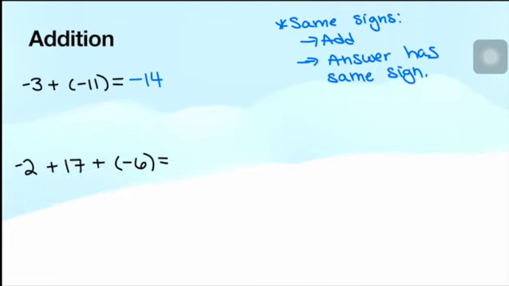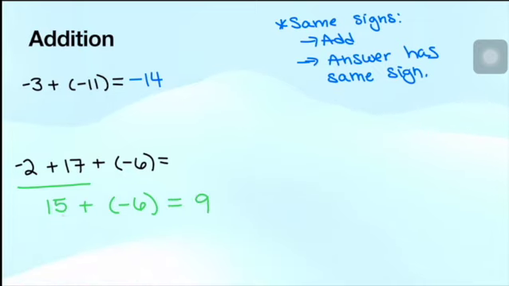If we want to add more than two numbers, we can actually do addition in any order we want. I can go from left to right, -2 plus 17, opposite signs, so I subtract them. 17 minus 2 is 15. Positive 15 because 17 is bigger than 2. And then I could take positive 15 plus -6, opposite signs, so I subtract the numbers, and I get +9.